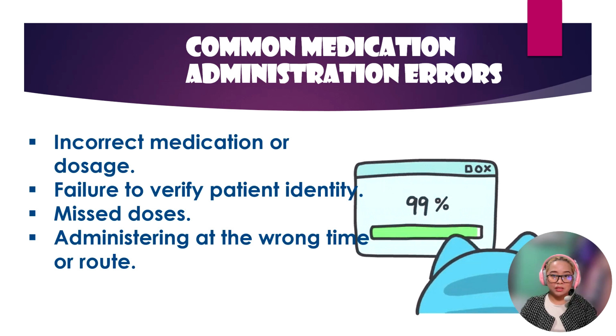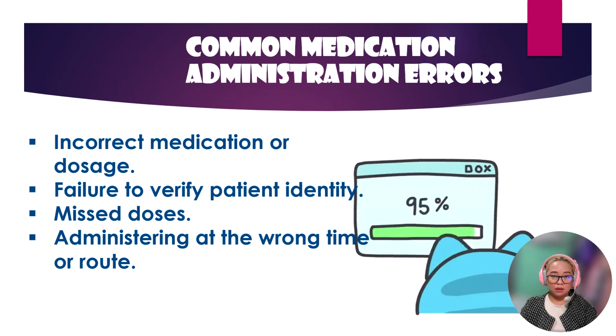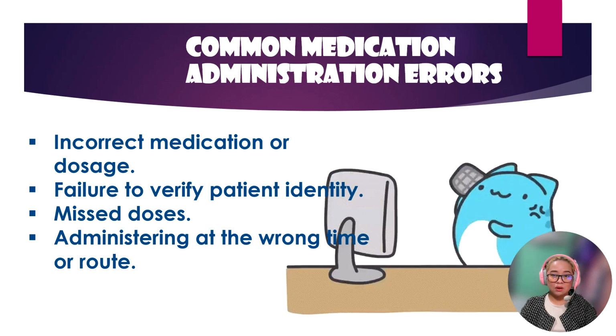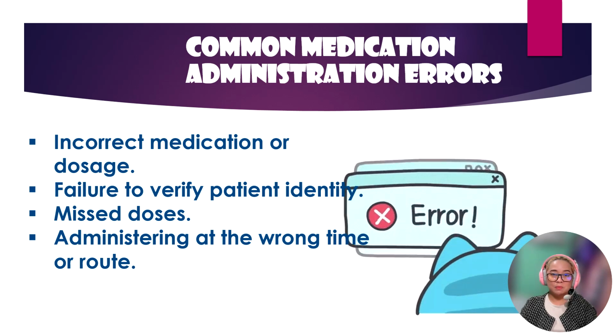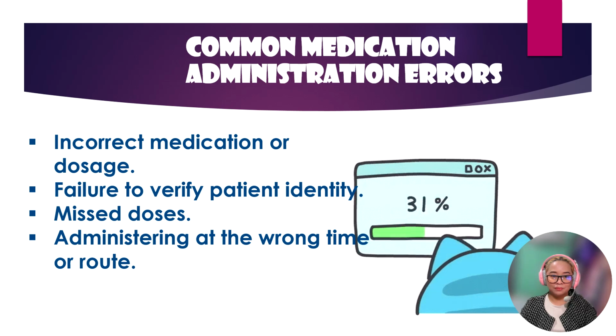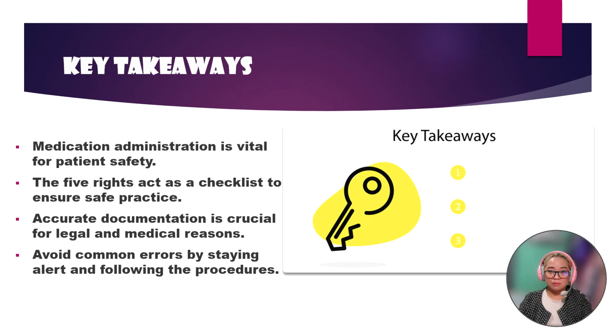Common errors in medication administration can have serious consequences. These include administering the wrong medication, incorrect dosages, or failing to verify the patient's identity. So always follow the five rights to minimize these risks. To summarize, medication administration is vital for patients' safety and care. By following the five rights, being vigilant about errors, and documenting accurately, we can provide the best care possible to our patients.